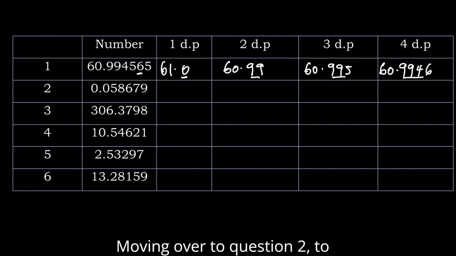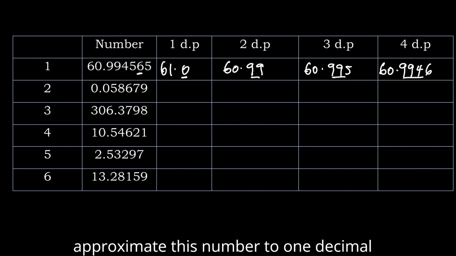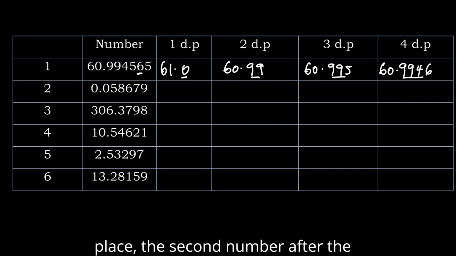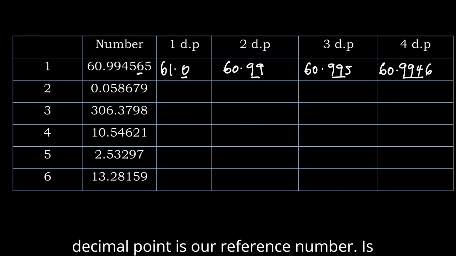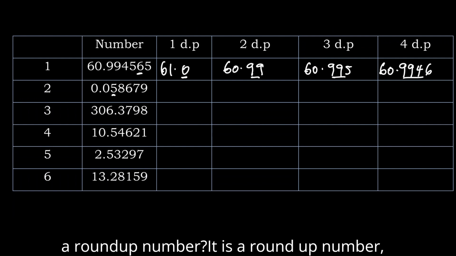Moving over to question 2, to approximate this number to 1 decimal place, the second number after the decimal point is our reference number. Is the reference number a round up number or a round down number?